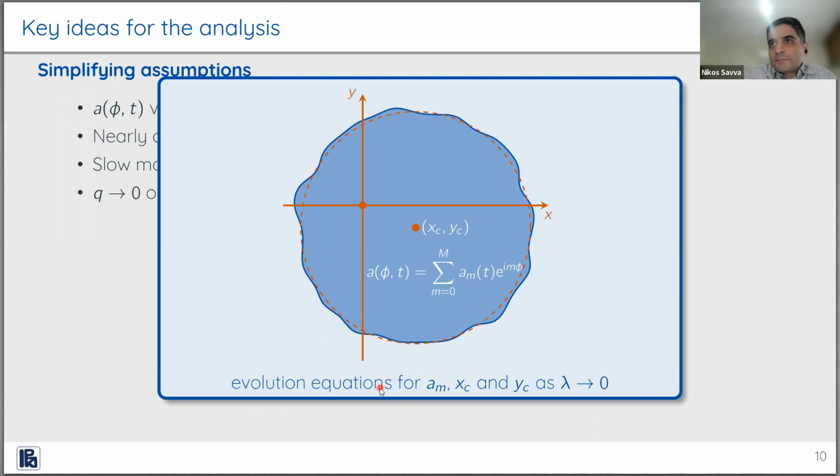So how do we do this? First of all, we have a moving coordinate system centered at XC, YC. And we have the radius, for example, of the contact line expanded in terms of its Fourier harmonics. So what we want to do is obtain evolution equations for the harmonics and the positions of this moving coordinate system in the limit as we turn lambda to 0, which is a desirable limit because lambda should be approaching 0. But of course it should be non-zero, otherwise we have the no-slip condition, and we have all these issues that we described before.